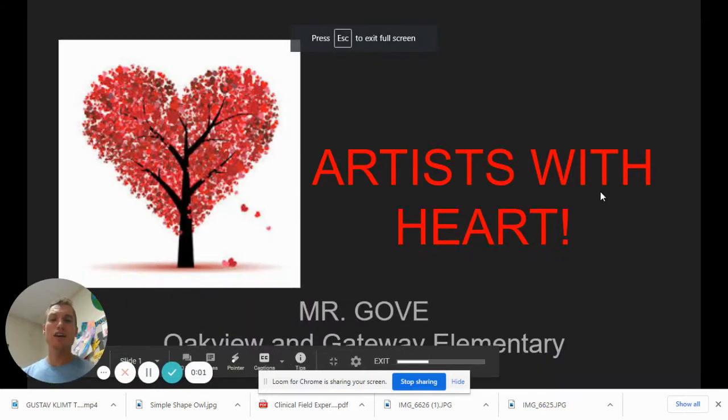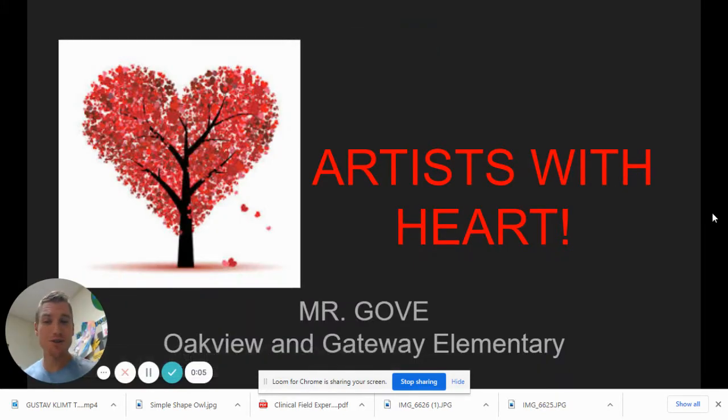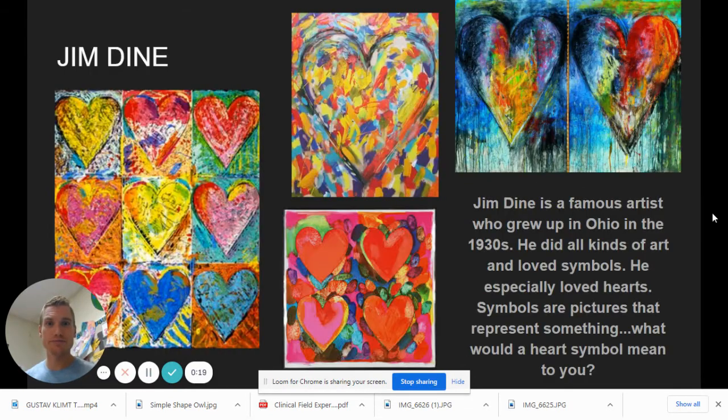Different artists with heart. It is close to Valentine's Day, so we are going to talk about artists that use hearts in their work. It's kind of a crash course on a lot of different artists. We're going to go through it kind of fast, but you can pause and stop and look at different images if you'd like to. So here we go.